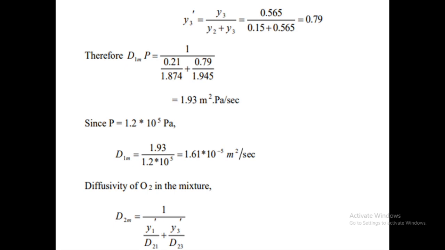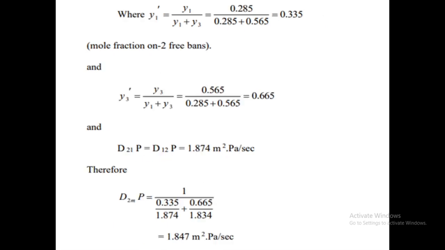Come to the second part. Diffusivity of second component, oxygen, in the mixture. So what is the formula here? Second component, D2M is equal to 1 by y1 dash divided by D21 plus y3 dash divided by D23. Why? Because in this case the second component is the free basis. We will consider only the first and third components. y1 dash is equal to y1 divided by y1 plus y3, is equal to 0.285 divided by 0.285 plus 0.565. Substitute the values, and we find the answer 0.335.